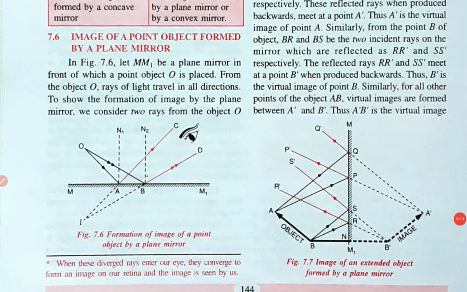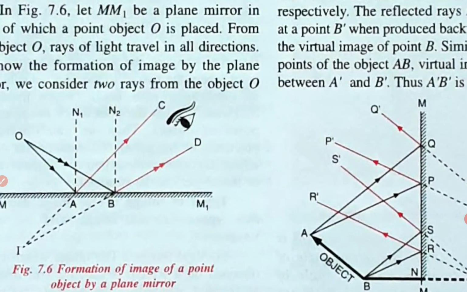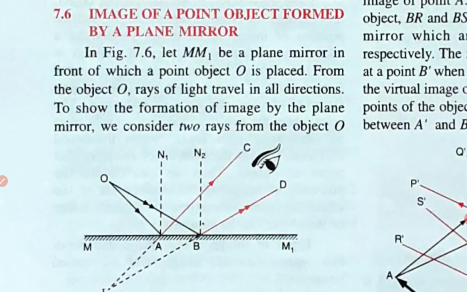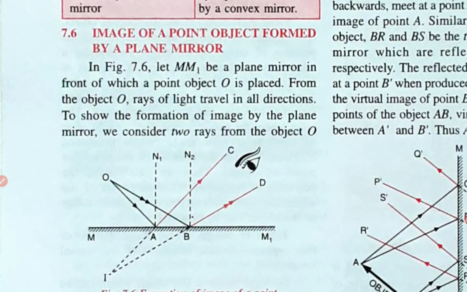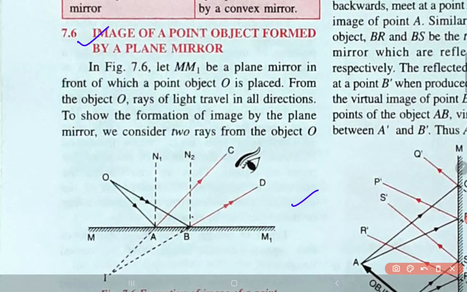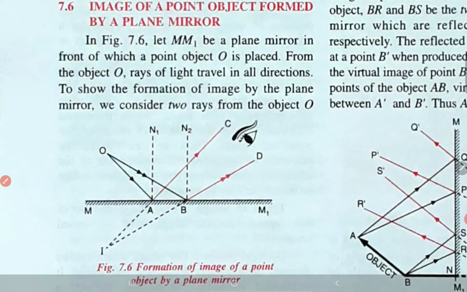This video is for class 9 physics, and today we will learn how to draw the image of a point object formed by a plane mirror. So this here is the image of a point object formed by a plane mirror. Let us first discuss what actually happens, and then we'll talk about the drawing part also.